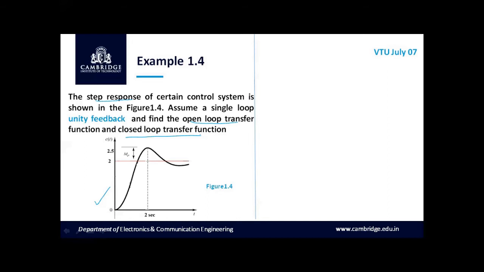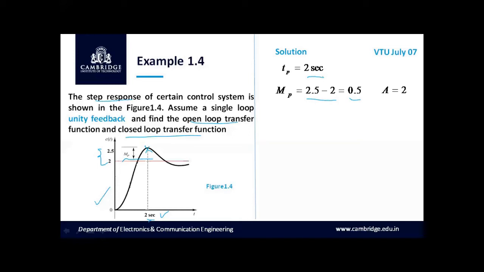So from the graph it is very clear that 2 seconds is nothing but TP. This is the peak point at which the response is reaching the very highest value compared to the rest of all the values. So TP is equal to 2 seconds. The maximum peak overshoot is very clear from this graph, which is given by MP is equal to 2.5 minus 2, that is nothing but 0.5.